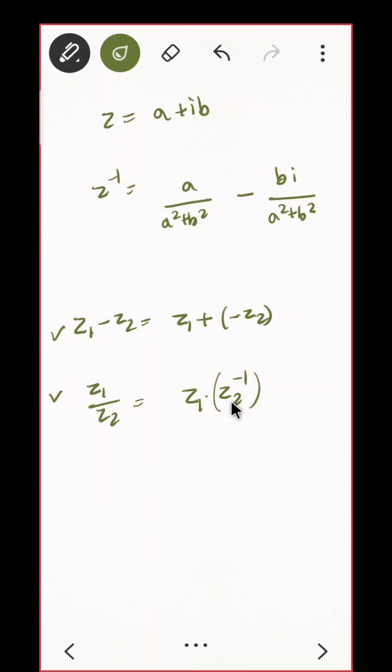Z2 you are having already. The one thing you need to make sure is that z2 must not be 0, that is 0 plus 0i. That should not be 0 comma 0. Correct? This is the condition you must ensure. Then you just have to find z2 ka inverse, and you already know what is the inverse. That is a upon a square plus b square minus bi upon a square plus b square, and you just have to multiply both the things.